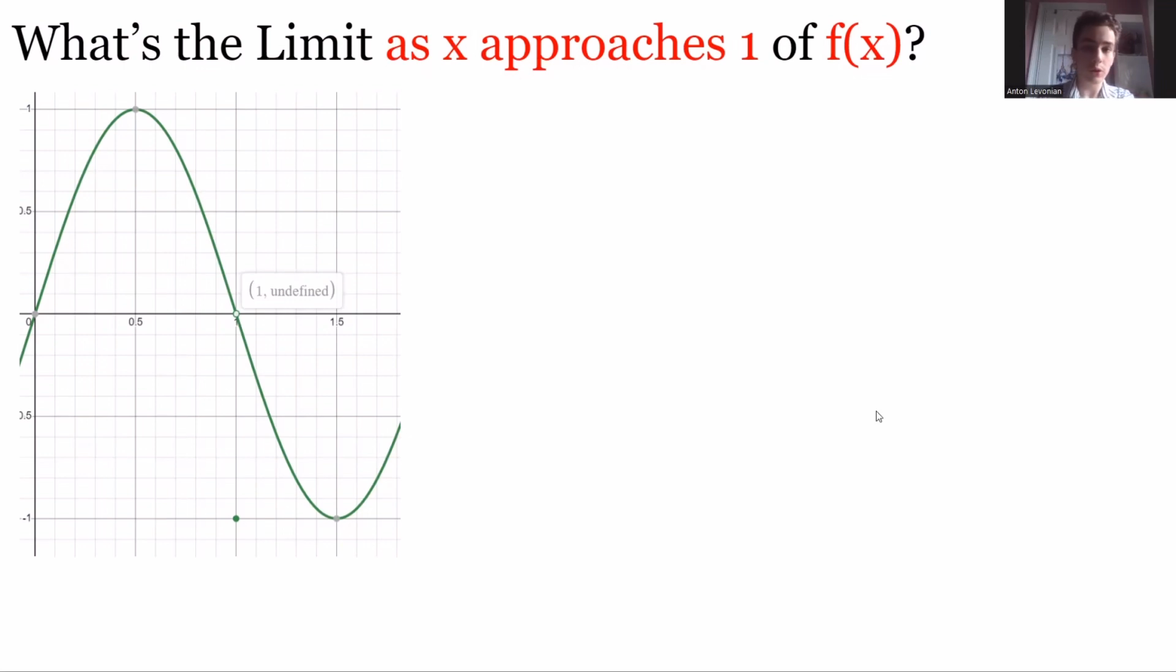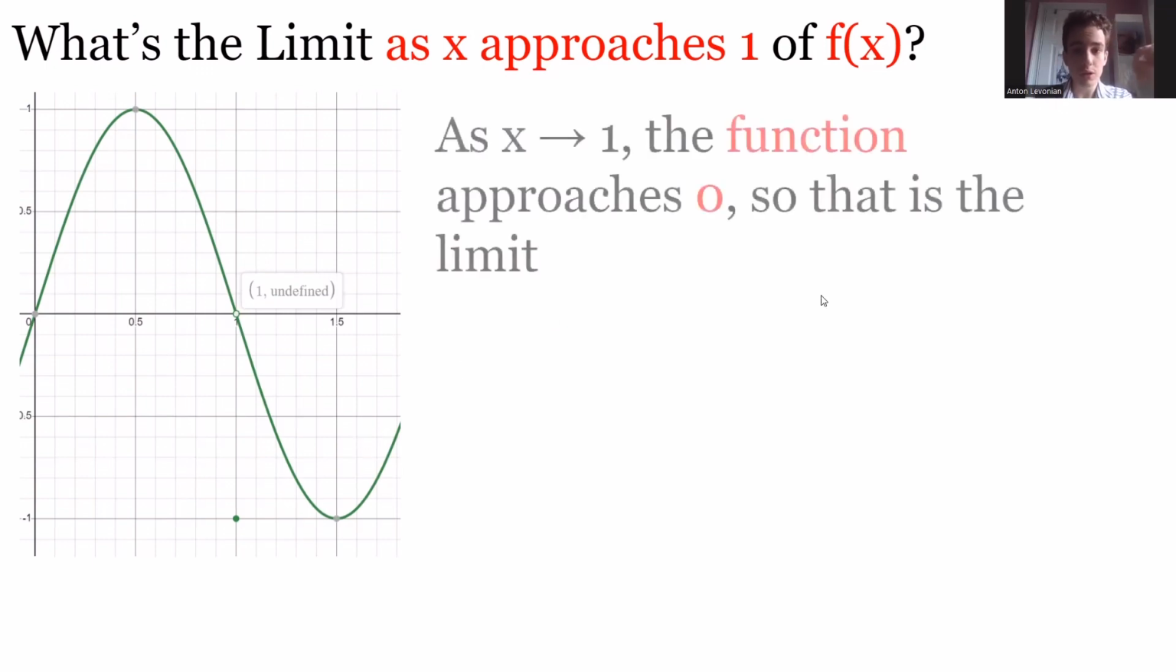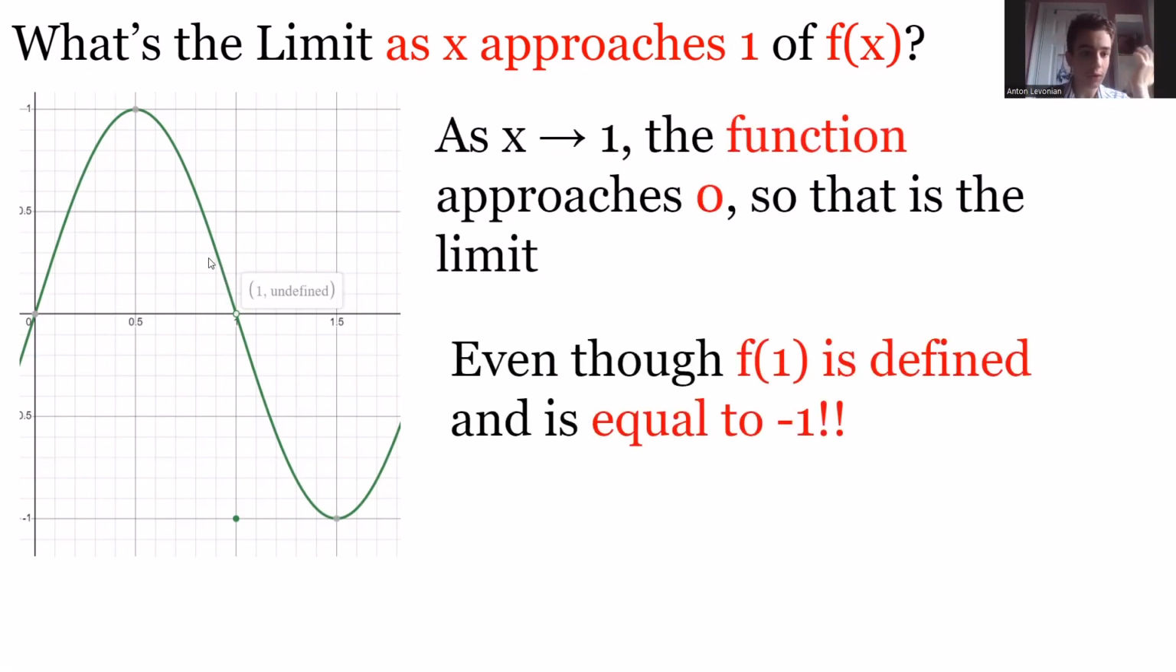All right, so I will go over the answer now. Even though the function is defined as -1 at x equals 1, the limit is actually 0. Why? Well, because the function clearly approaches 0 as x approaches 1, right? We can think about this way.